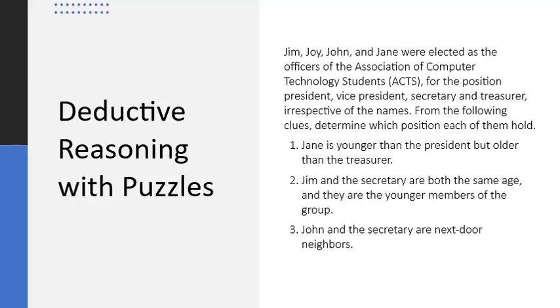Now, this time, we'll solve a puzzle with deductive reasoning. Note that in deductive reasoning, we have a general premise that would lead us to a specific conclusion. You may pause this video and read carefully the problem. The general premise here is that Jim, Joy, John, and Jane were elected officers of the organization, while the specific conclusion will be the position of each elected officer.